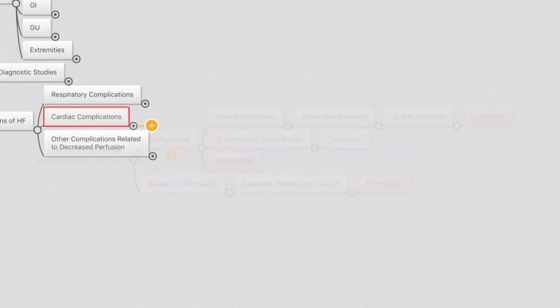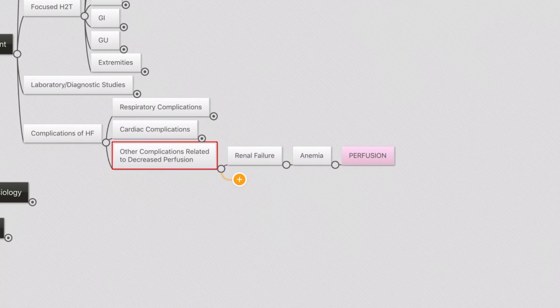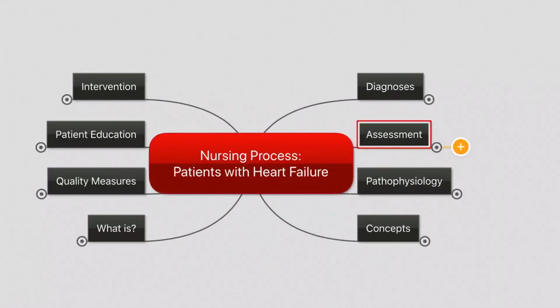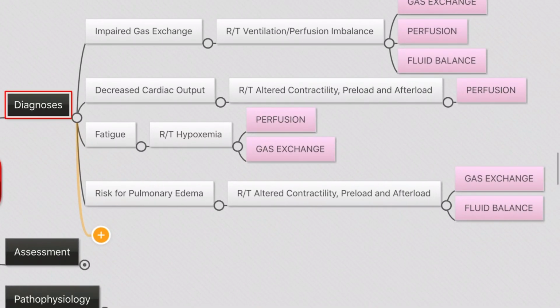Now, other complications related to decrease in perfusion will be renal failure and anemia. Okay, moving along, we're gonna go over a couple diagnoses of patients who are experiencing heart failure. So we talk a lot about gas exchange. Now, impaired gas exchange is a nursing diagnosis. We call it NANDA: impaired gas exchange related to ventilation perfusion imbalance. So if a patient has problem with gas exchange, that's gonna lead to perfusion issue.